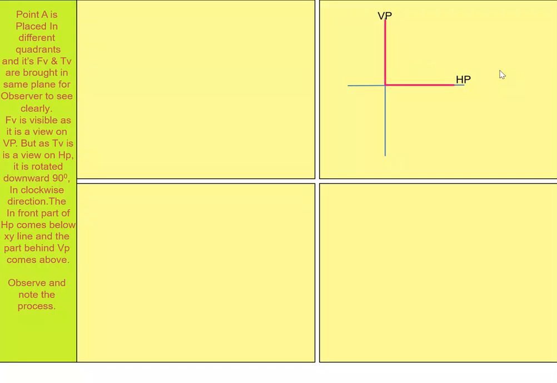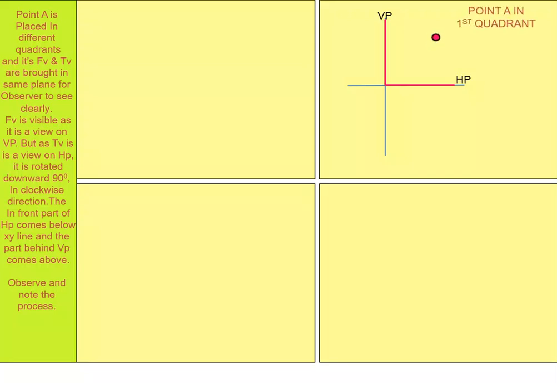So if we take a point A placed in different quadrants, its front view and top view are brought to the same plane. And we are supposed to see where the observer is. Based on that, we will be able to decide the first quadrant. If he's standing on the right side, it will be the first quadrant. The front view and top view are visible based on where we view the point, and where we rotate the horizontal plane by 90 degrees to get both the views.